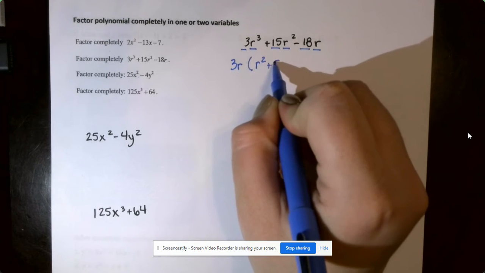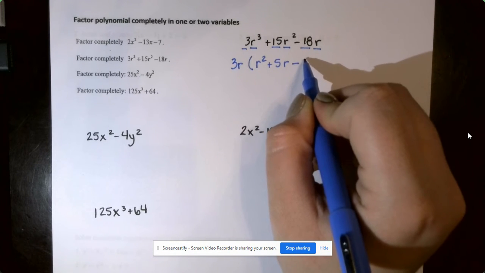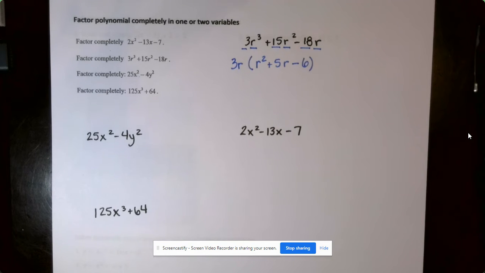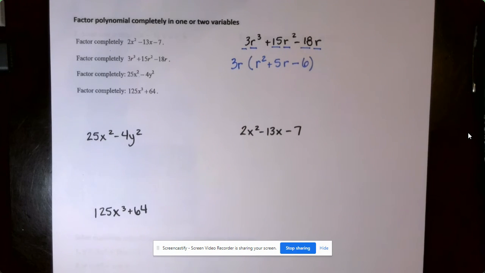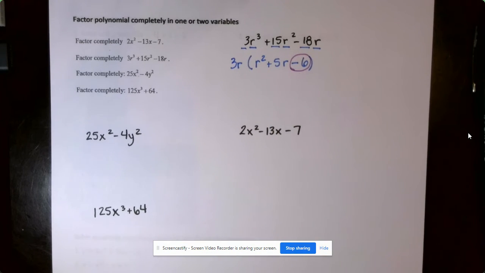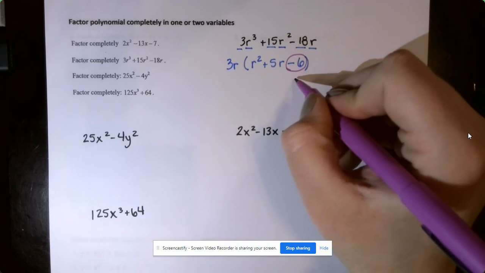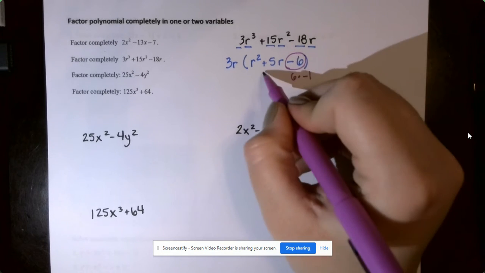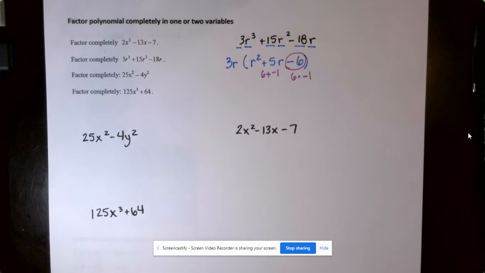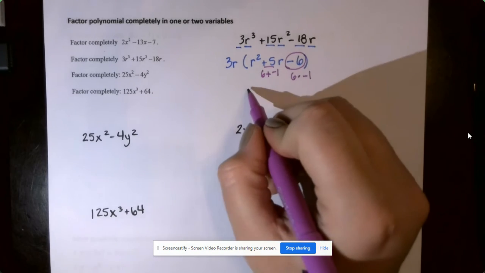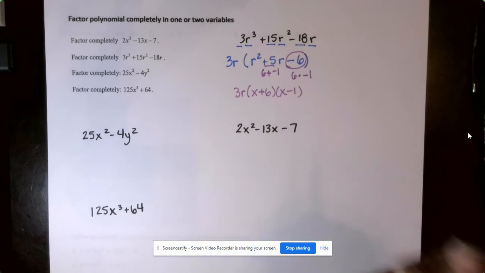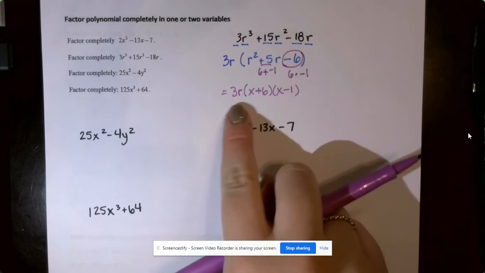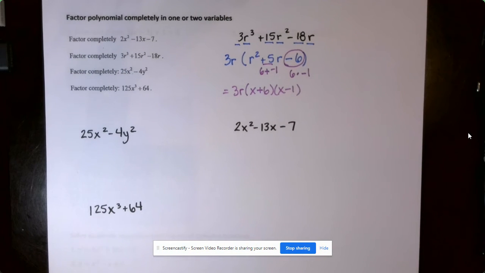So we're left with r squared plus 5r minus 6. Now that we've got that greatest common factor pulled out, we're going to factor this quadratic inside. And we're going to ask ourselves, what can we multiply to get a negative 6 and add to get a positive 5? I'm going to say that would be a positive 6 times a negative 1. A positive 6 plus a negative 1 gives you that 5. And so your factors here are going to be r plus 6, r minus 1, and that 3r from before. So that is completely factored out, the polynomial there.